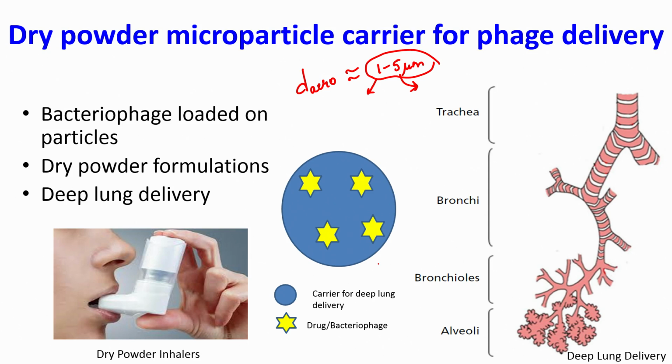So this is what the system was envisioned by these authors, where they are saying that we will use a particle which is in this range, and then load these bacteriophages or the drug, whatever you are trying to deliver, onto these particles, and that way this will ensure that these particles go deep in the lung in the alveolar sacs, and then that is when the drug can release out. And obviously they want to use the dry powder inhalers because it is much more patient compliant, the patient can just use it by themselves.